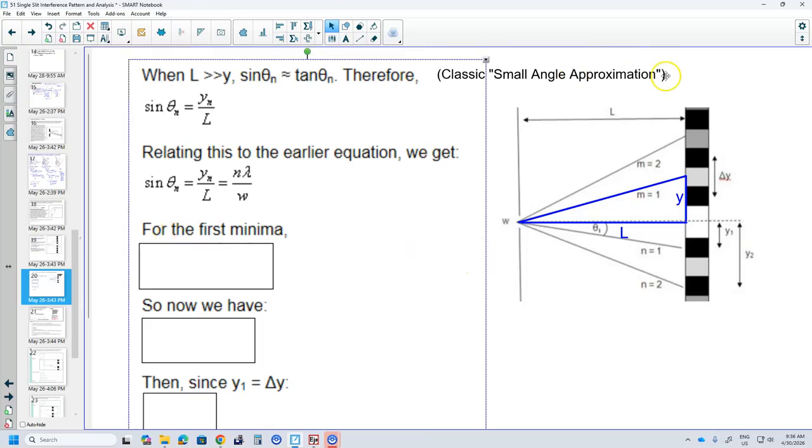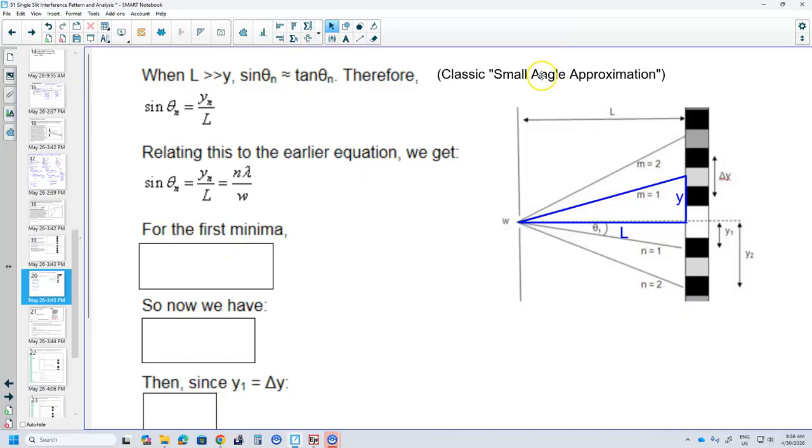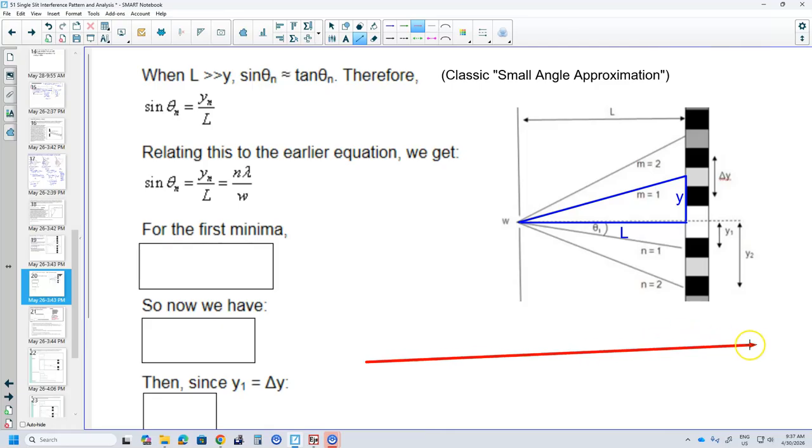So we have maybe your first small angle approximation in your science career. If we have the length L a lot greater than y, then sine of theta is about the same as tan of theta, right? Because tan is opposite over adjacent, and sine is opposite over hypotenuse. If you stretch this triangle out really far, right? So if we had a really slight angle, and I could go even slighter, I suppose, right?